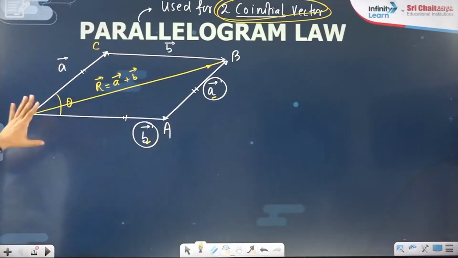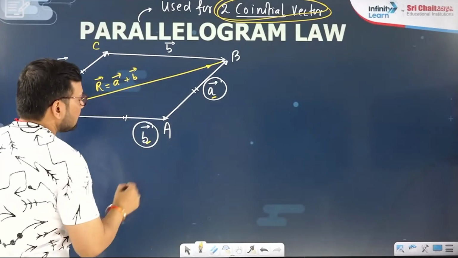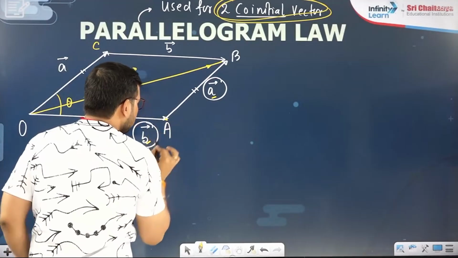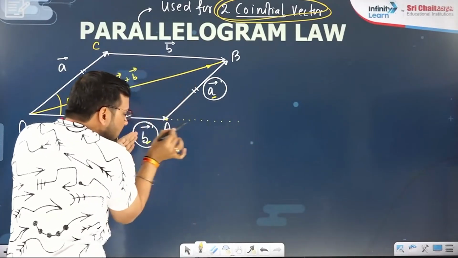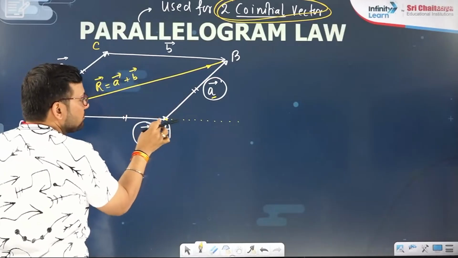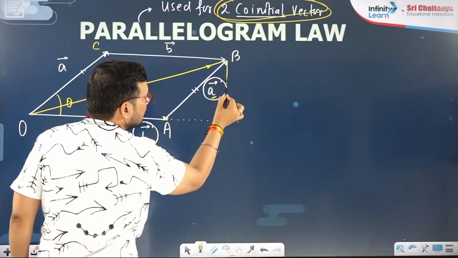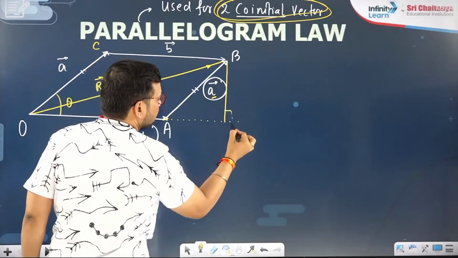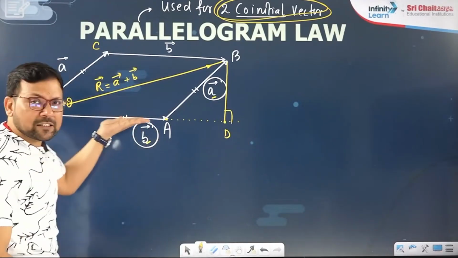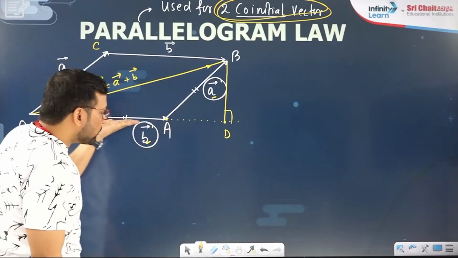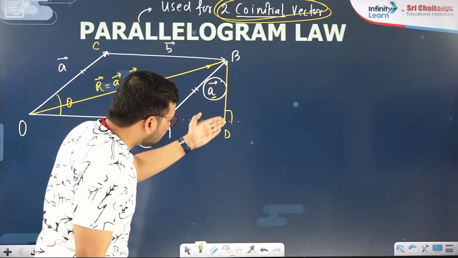That is the point that we have to find. How to find it? We will do one construction here. I am elongating OA, just producing it a little, and drawing a perpendicular from B. The foot of the perpendicular is D. Like we do in maths, we produce OA and draw a perpendicular from B.